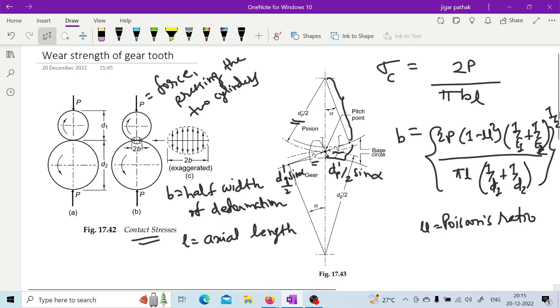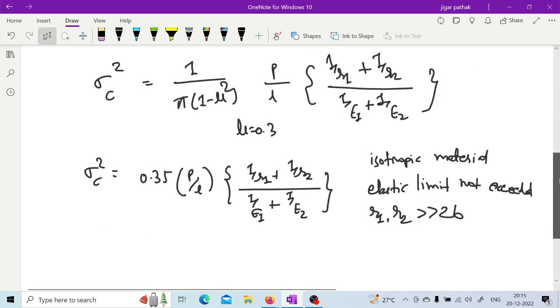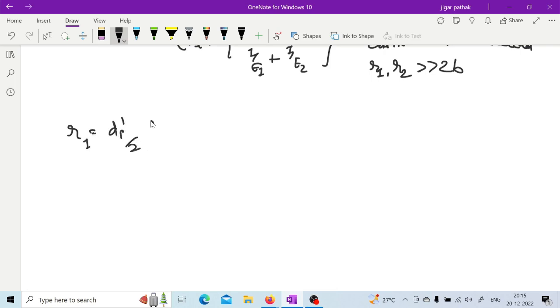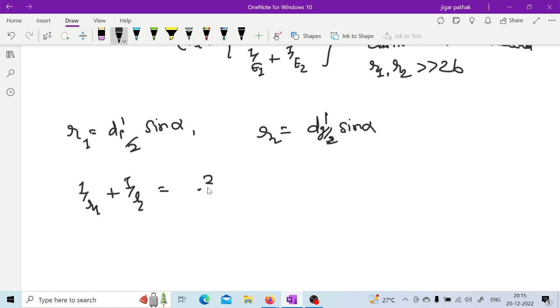So we can write r1 is equal to dp dash by 2 sine alpha, and r2 is equal to dg dash by 2 sine alpha. Once you have this relation, you can find 1 upon r1 plus 1 upon r2 as 2 upon sine alpha, in brackets 1 upon dp dash plus 1 upon dg dash.